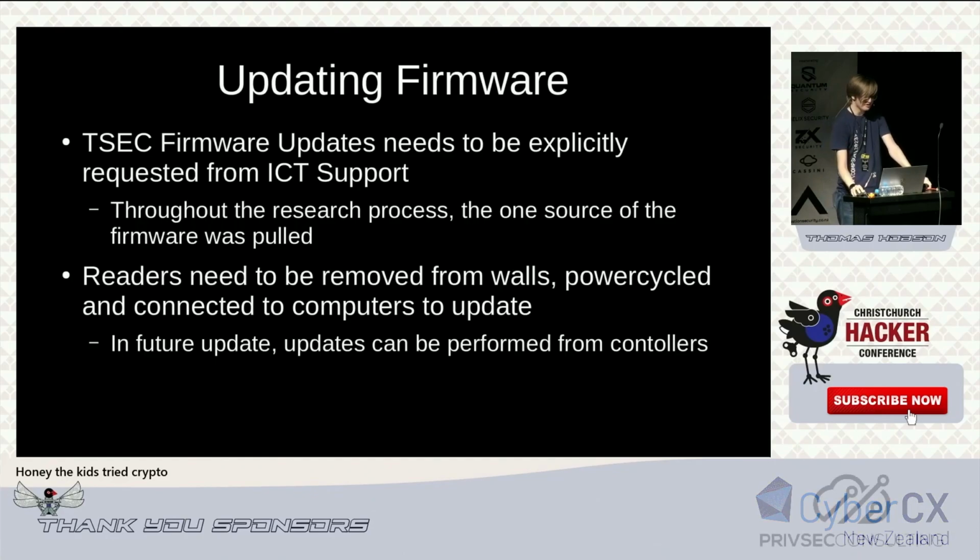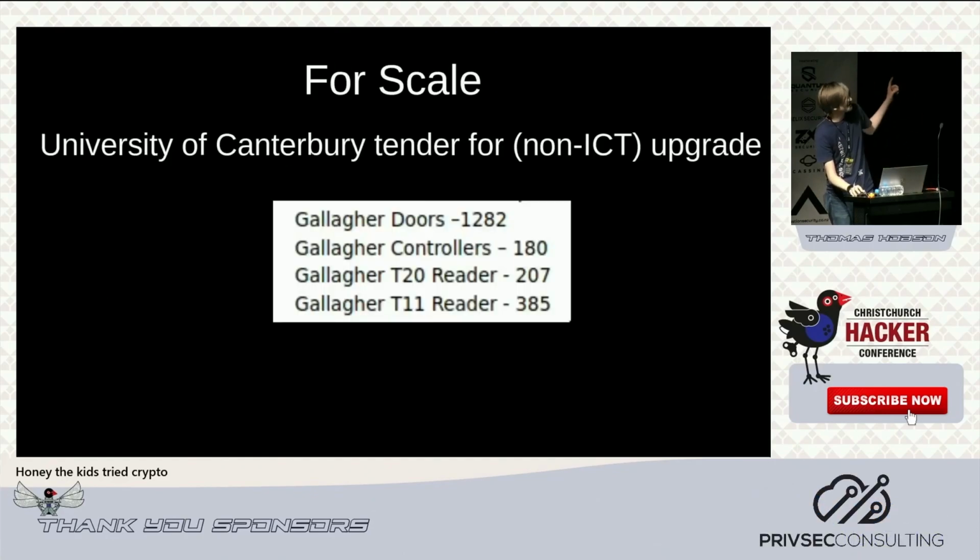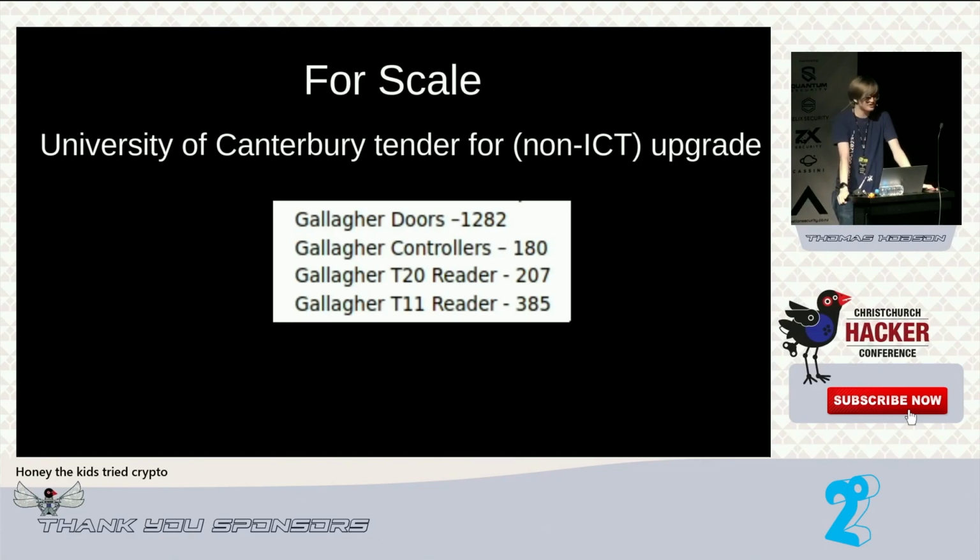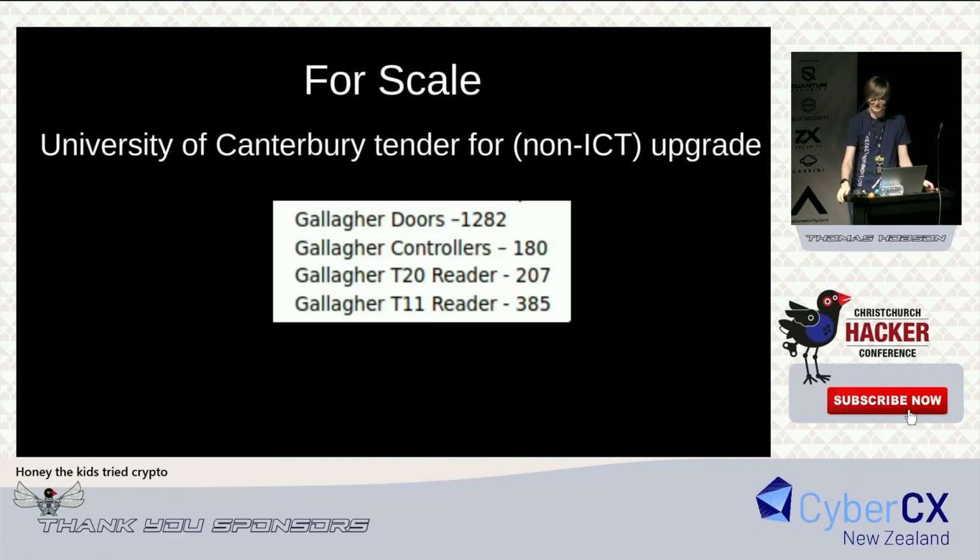So for scale, I pulled this out of the tender for when they were doing the University of Canterbury upgrade from Cardax to Gallagher. There are 1,300 doors, and those are 600 card readers. If you think each of those takes 20 minutes to update, there's a lot of labor involved with that. So yeah, in conclusion, don't roll your own crypto.